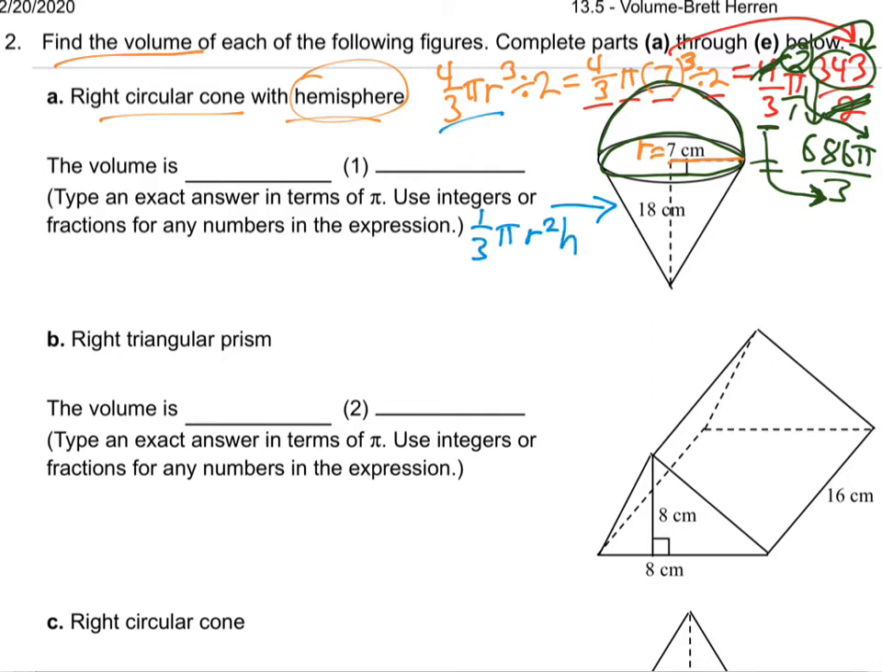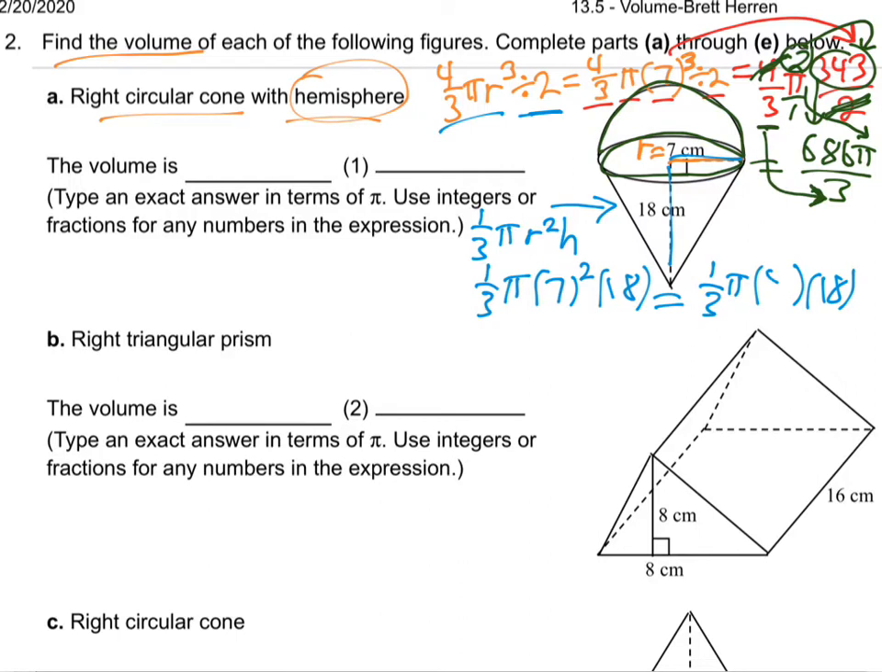So we did the volume for a sphere, cut it in half because it was only half a sphere. And now we have the volume for the cone. So the radius again is the 7. The height is the 18. And so that's 1/3 pi 7 squared, which is 49, times 18.